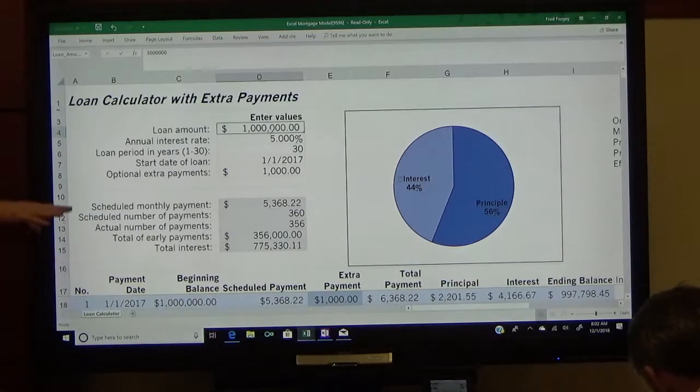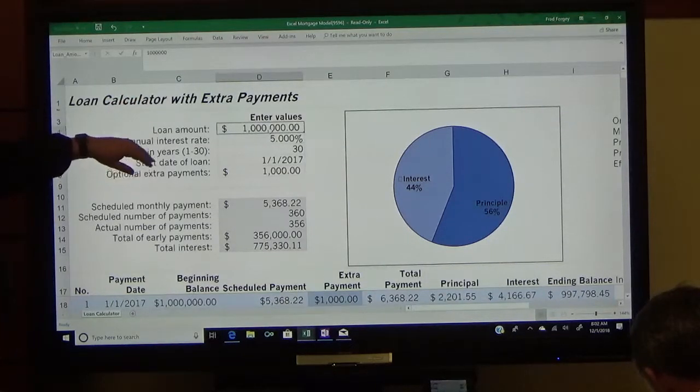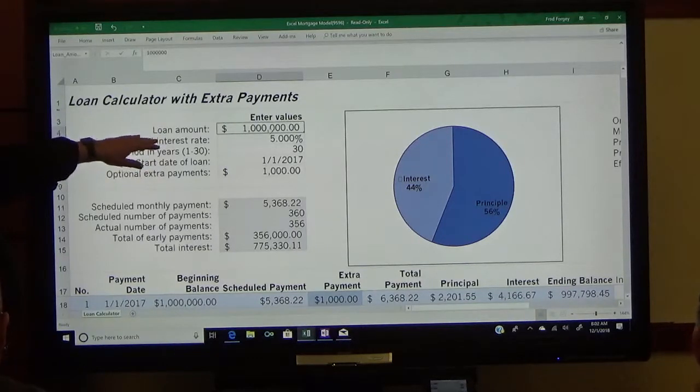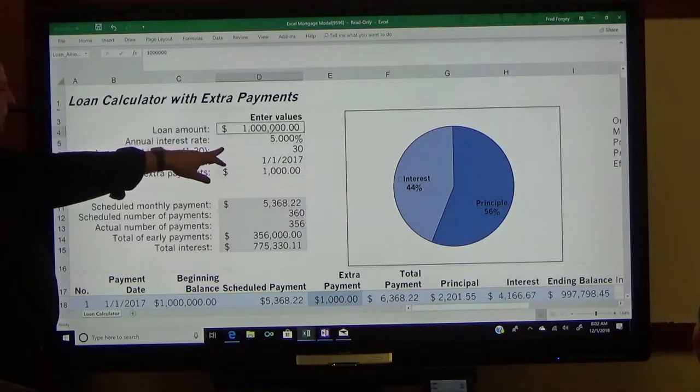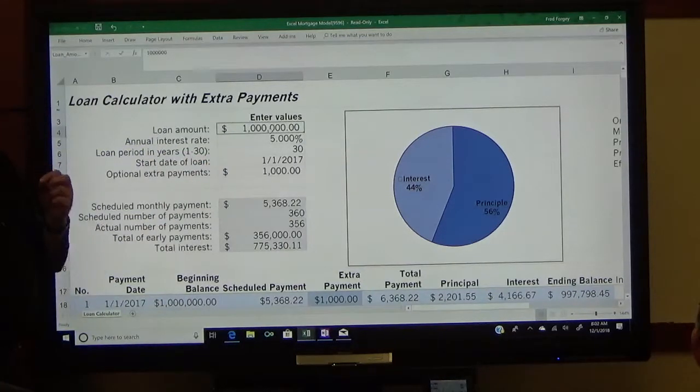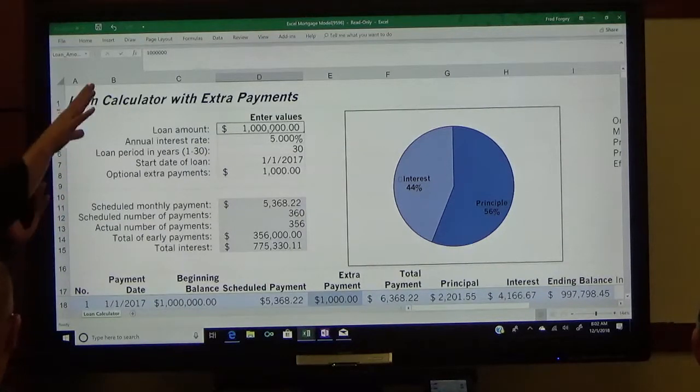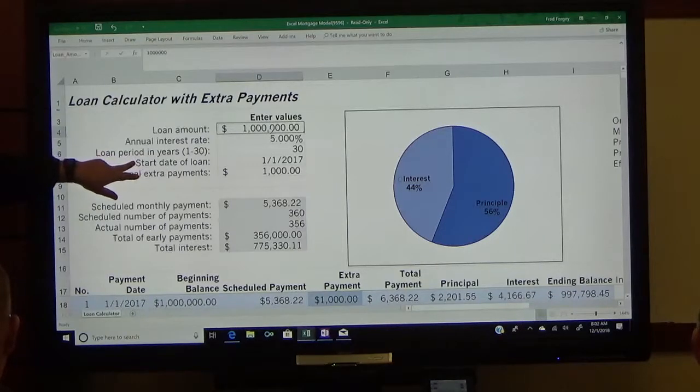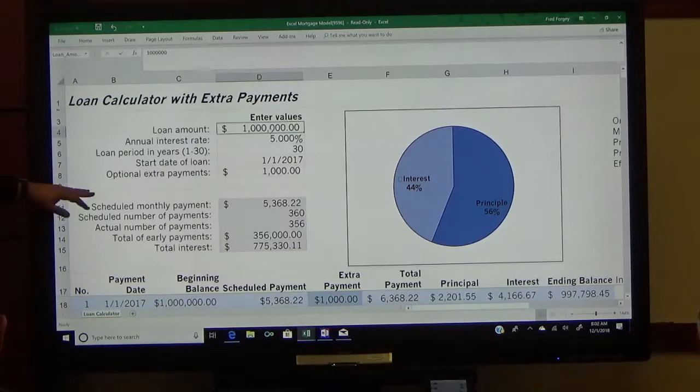So, with this particular model, the handout that I've given you on top of your desk is, for this particular loan, a $1 million loan, 5% interest rate. The loan period is 30 years. However, it is going to be prepaid at the end of 5 years. Okay, so we'll get to that here in a second. The beginning date of the loan, January 1st, 2017. And then each month, we're going to opt to make one extra, or $1,000 extra payment toward the principal on the loan. All right.